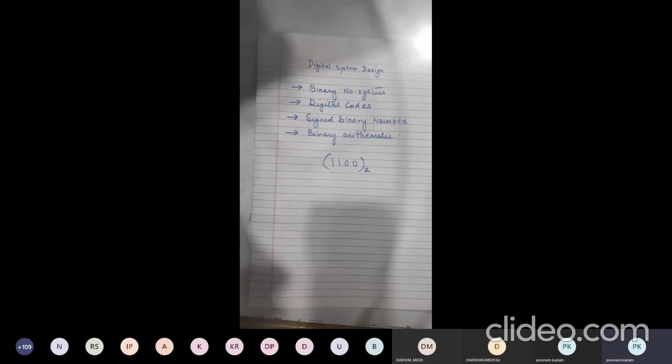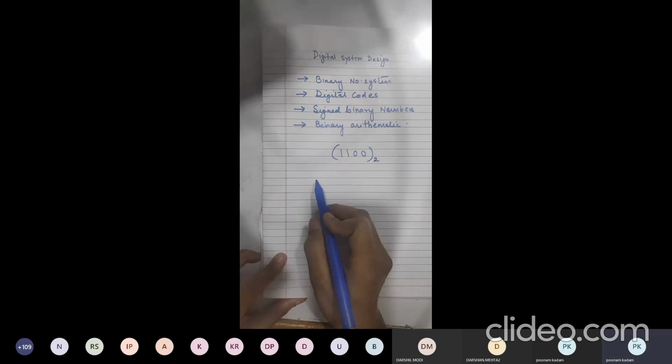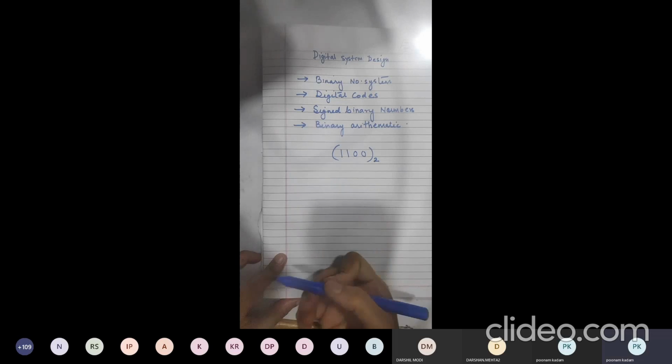Like the decimal number system, the binary number system is a positional number system, which means that every digit position in the binary number has some significance. Okay. There is a weight associated with every bit of a binary number. Okay. This is very much similar to the decimal number system, which you all are familiar with and we all use in daily life.